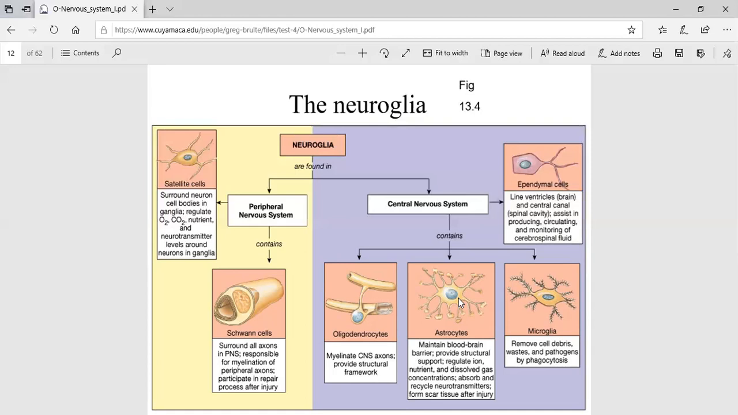And then obviously astrocytes. Microglia, think of them as little bitty garbage disposals. They're like little macrophages. They can crawl around and eat things up. They can also get rid of protein plaque kind of deposits and stuff like that. So basically they remove waste and pathogens.